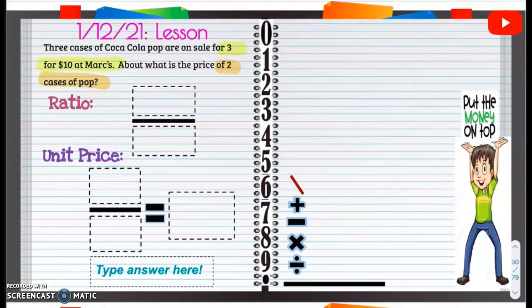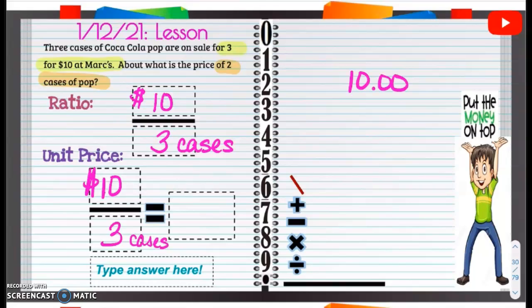So we have $10 for 3 cases. Now, when we have $10 for 3 cases, we're going to do 10 divided by 3. So now we have $10 divided by 3 cases. 3 goes in, we're going to pop that decimal up.